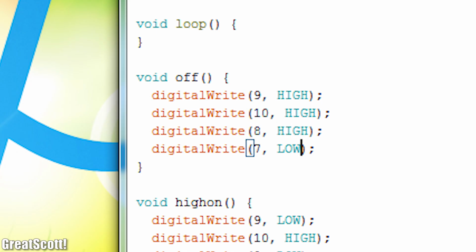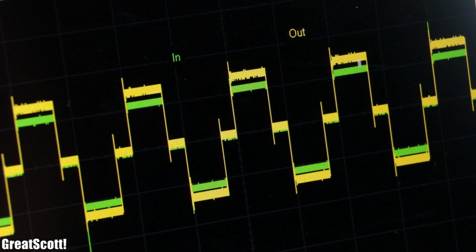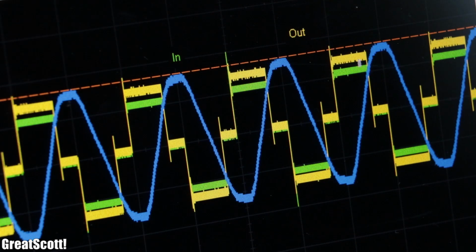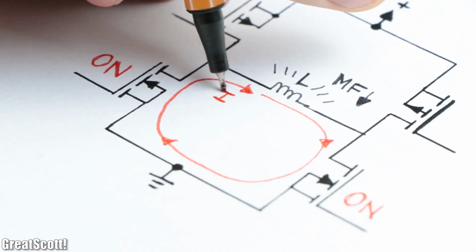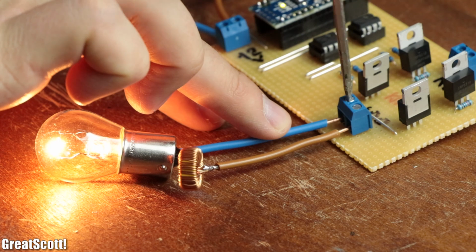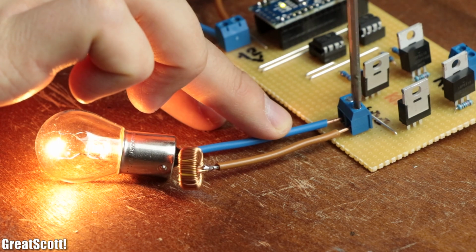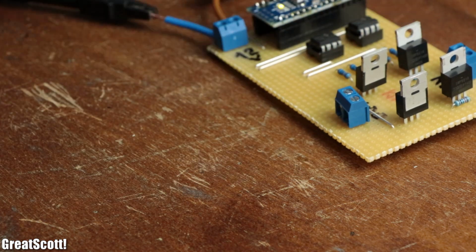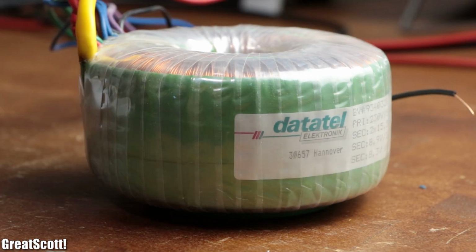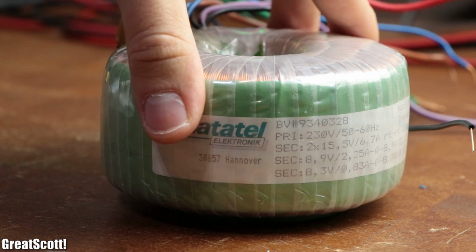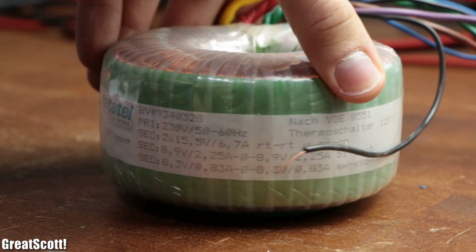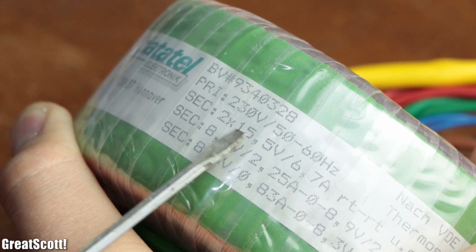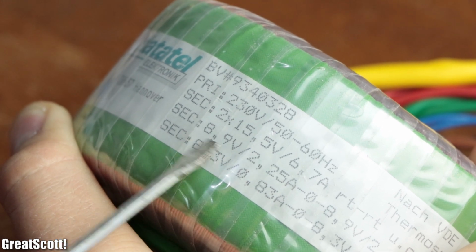Of course, we could simply short the lower two MOSFETs in order to avoid this voltage pulse, and get a perfect modified square wave shape, but that would not be as efficient. So let's see whether the unexpected voltage pulse is a problem when stepping up the voltage to mains voltage levels. To try that out, I grabbed a toroidal transformer from an old lab bench power supply that can convert 230 volts AC down to 15.5 volts AC and 8.9 volts AC.